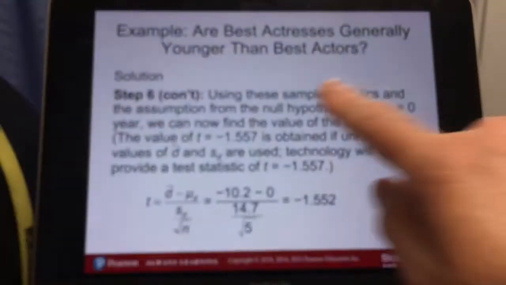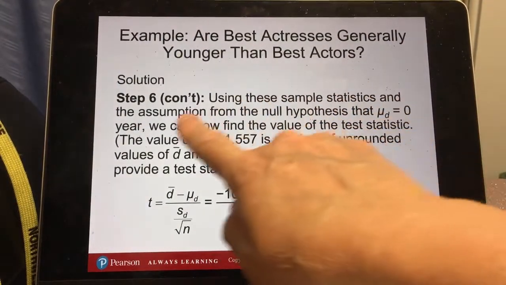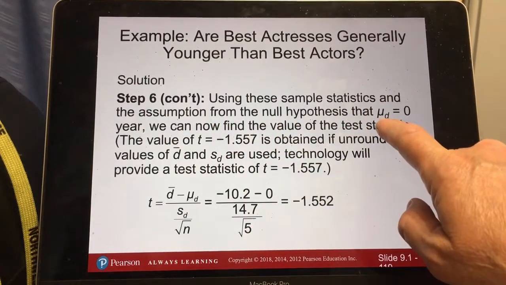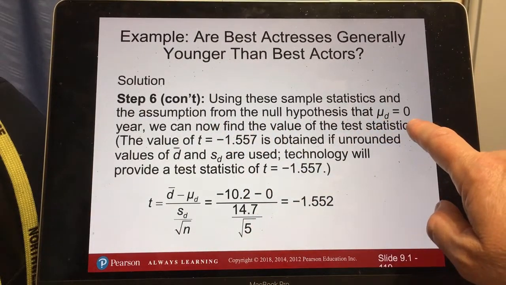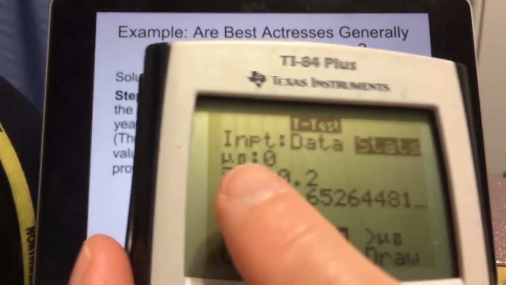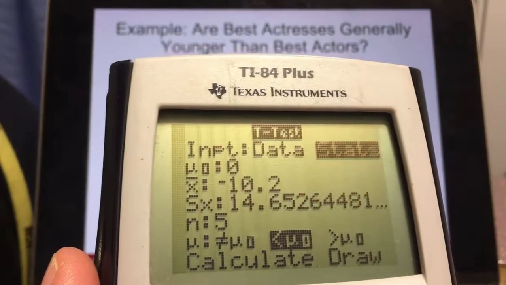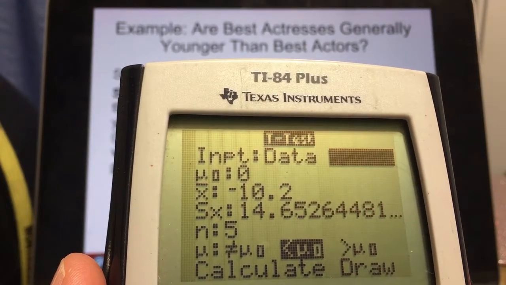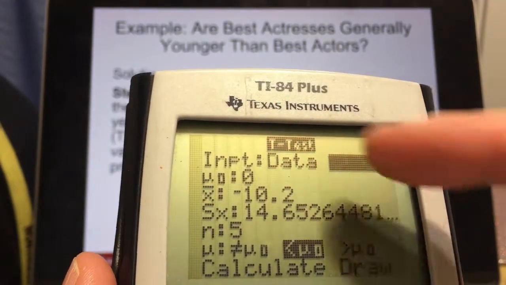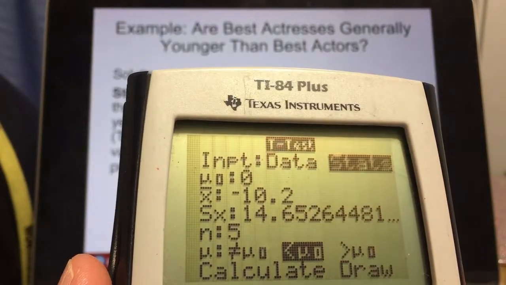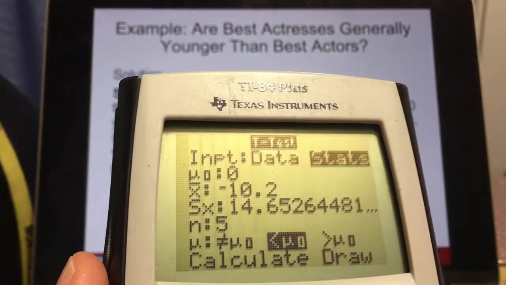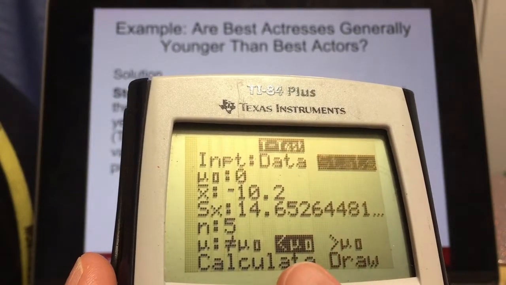Okay, so it says, using these sample statistics and the assumption from the null hypothesis that mu sub d is 0. Now, when I came in here the first time, that mu sub d was 7, probably from a previous calculation, and I had to change it to 0. But I didn't have to change the rest of the stuff. It came in with the data. So, and there's a less than that's already sitting here.